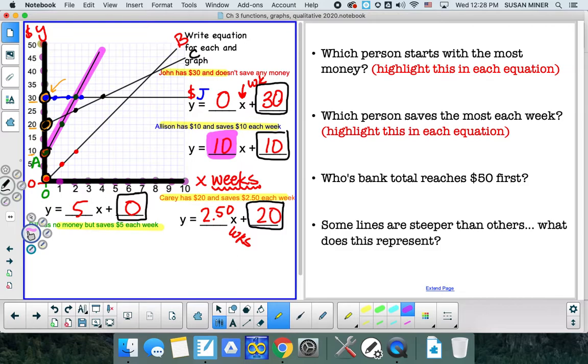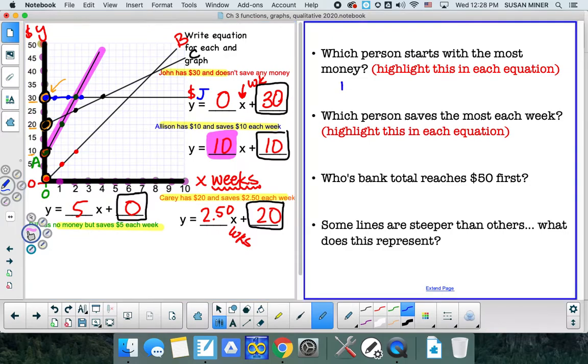So let's write our answers in over here in our notes. What person starts with the most? That would be John. And the second number in the equation also tells me this, okay? And we can either highlight it in our notes or we can write it out. Okay, which person saves the most? Allison.